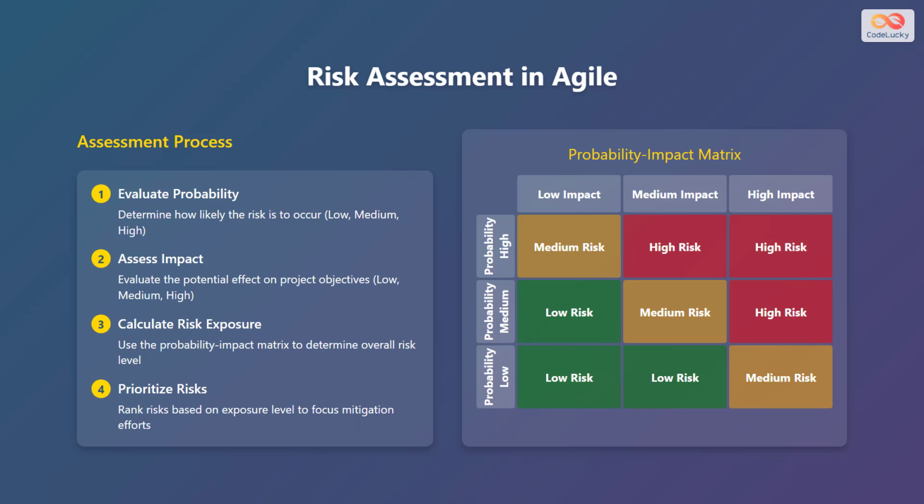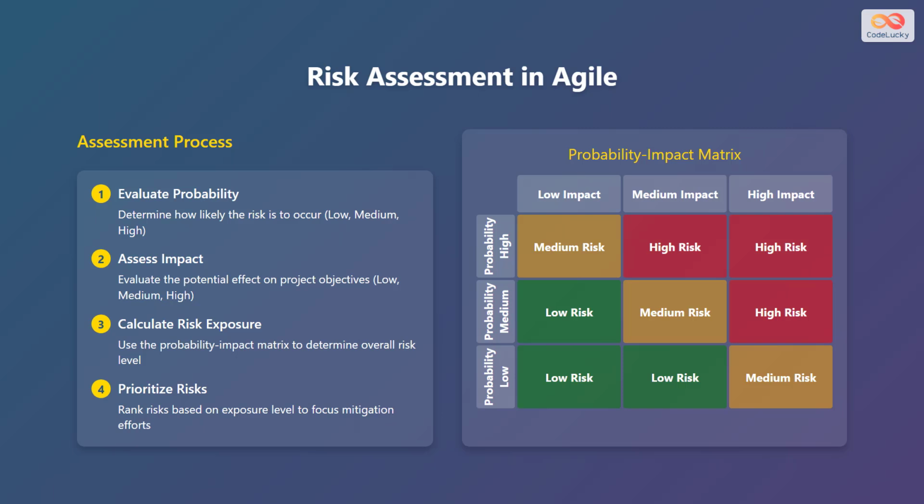Next, we'll discuss the risk assessment process in Agile. First, evaluate the probability of each risk. Determine how likely the risk is to occur, rating it as low, medium, or high. Second, assess the impact of each risk. Evaluate the potential effect on project objectives, also rating it as low, medium, or high. Third, calculate risk exposure using the probability impact matrix to determine the overall risk level. Finally, prioritize the risks based on the exposure level to focus mitigation efforts effectively.